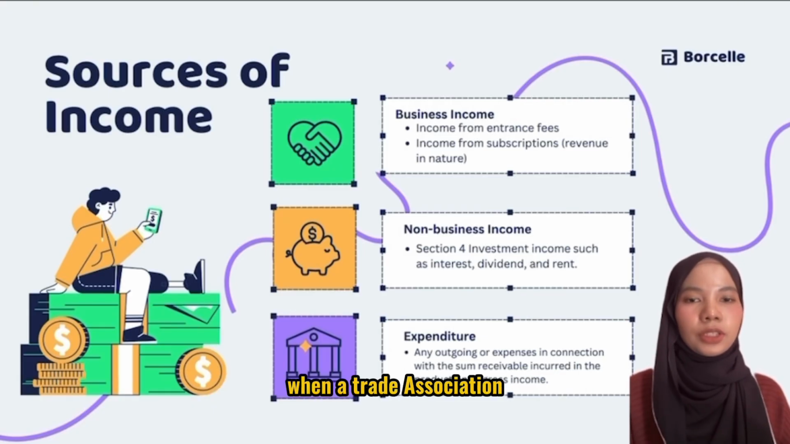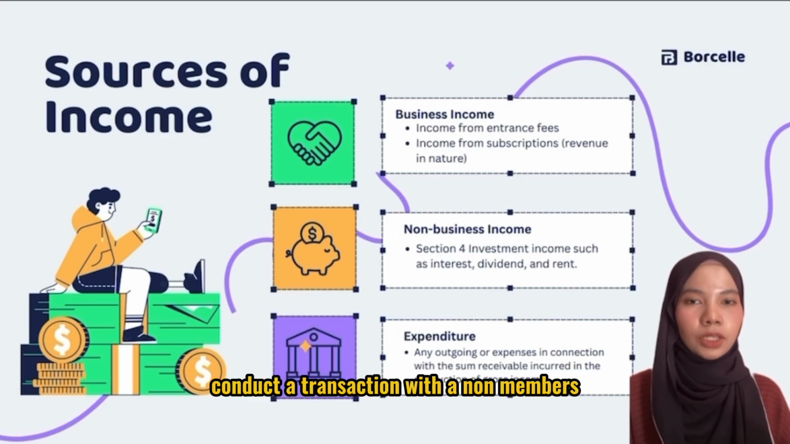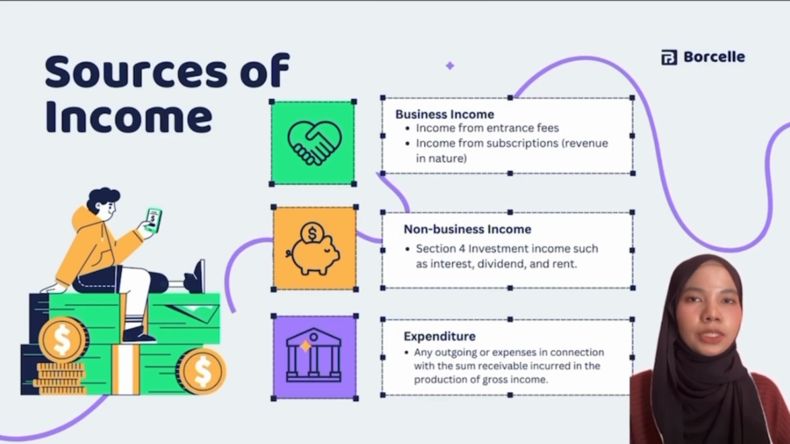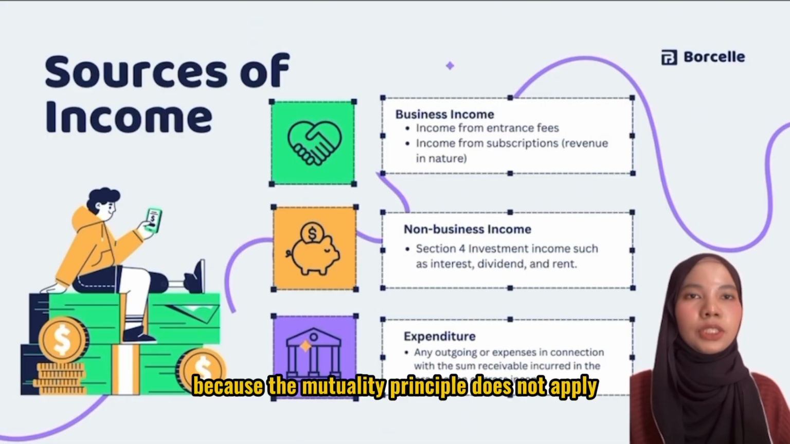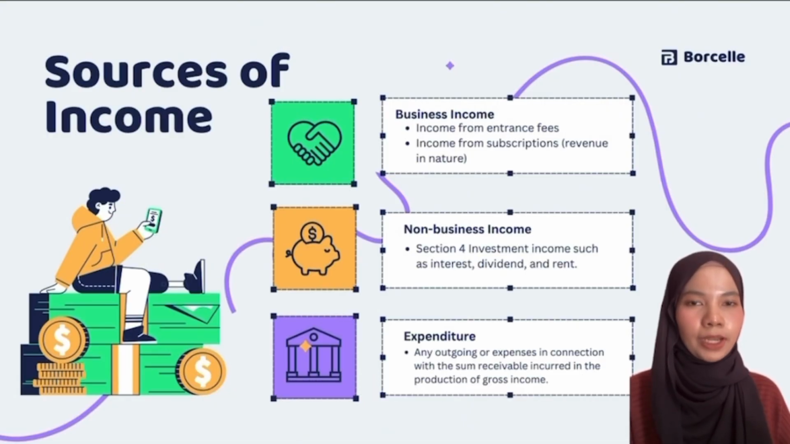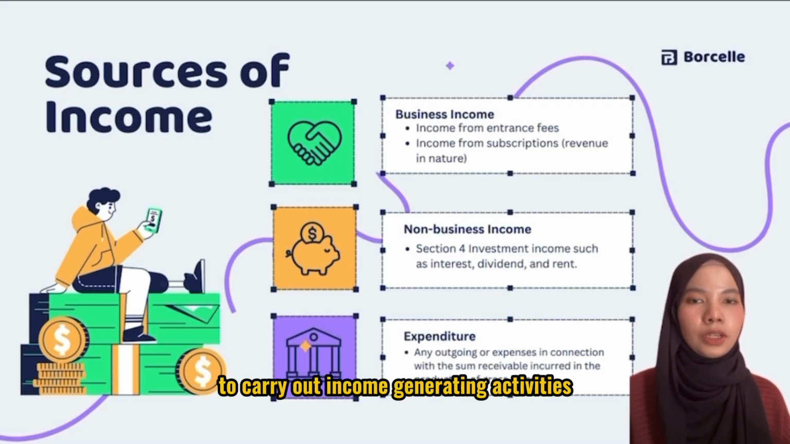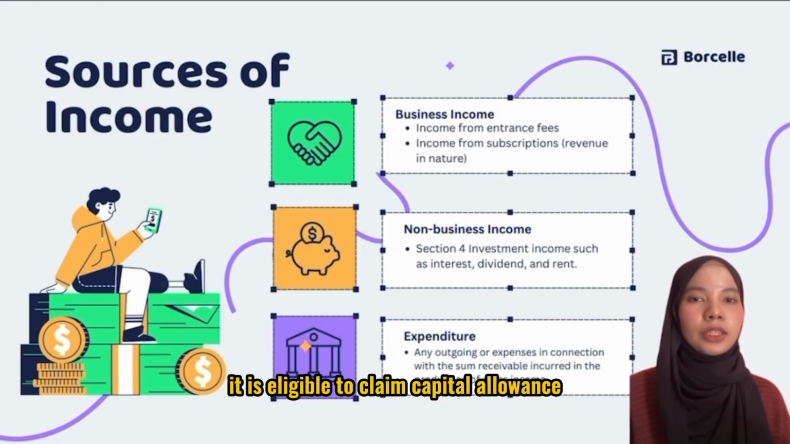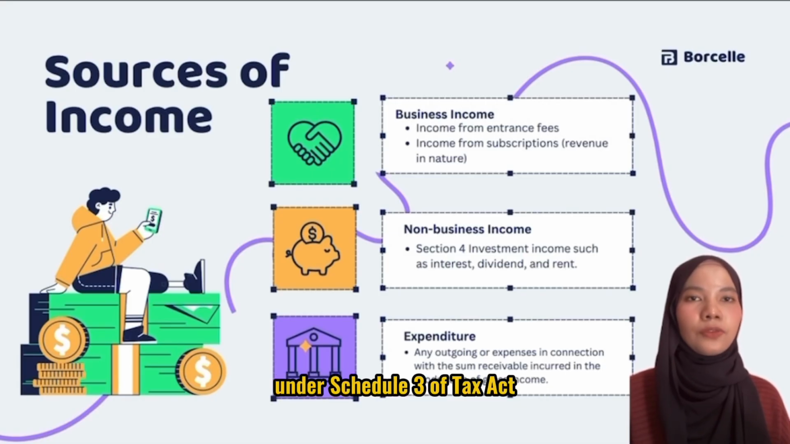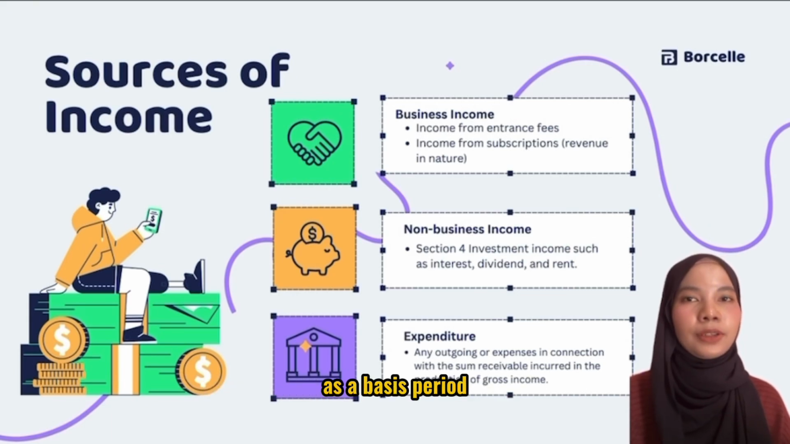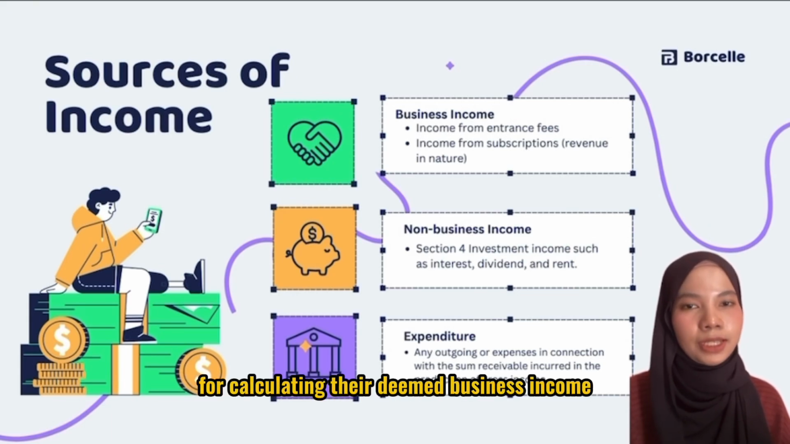When a trade association conducts a transaction with non-members, any profit earned is treated as a separate business source and is fully taxable because the mutuality principle does not apply. If the association uses plant and machinery to carry out income-generating activities, it is eligible to claim capital allowance under Schedule 3 of the Tax Act. Trade associations use the calendar year from January to December as a basis period for calculating their deemed business income.